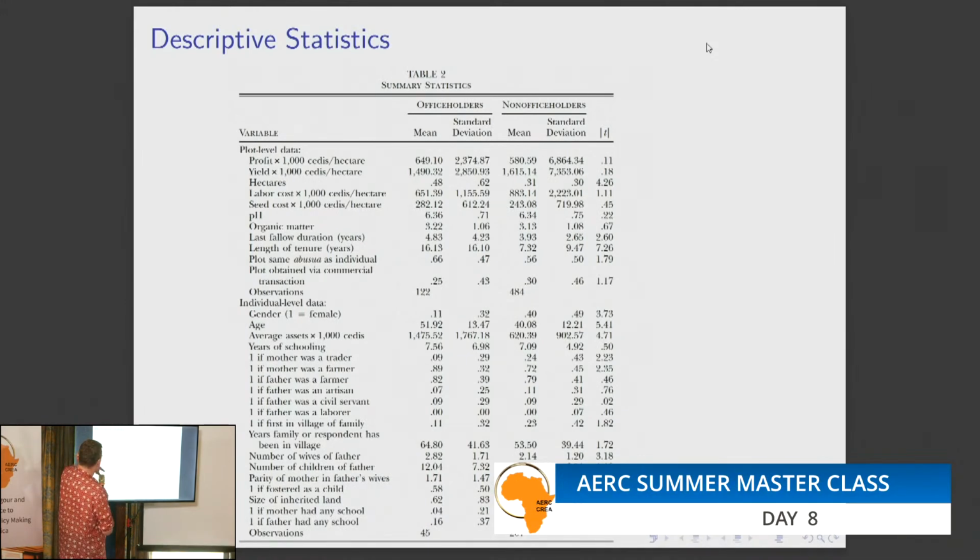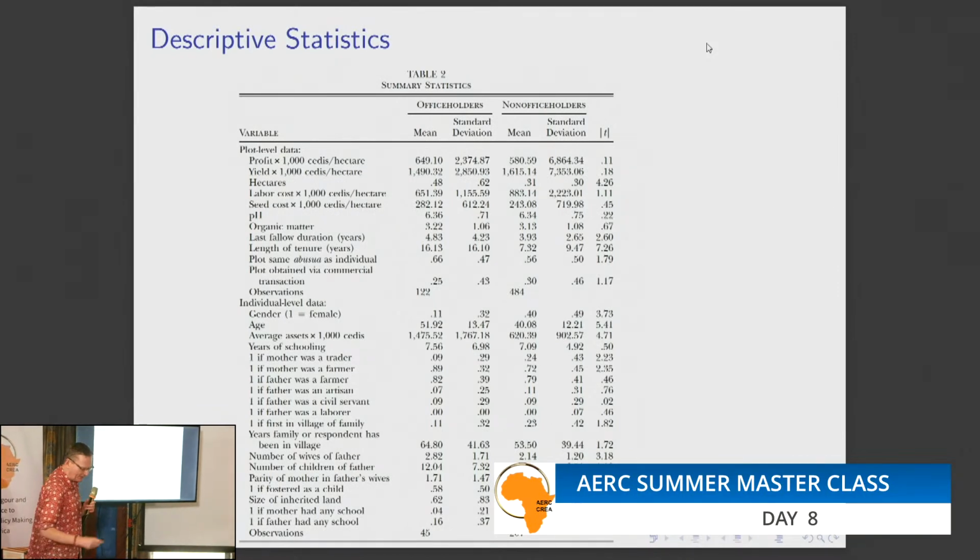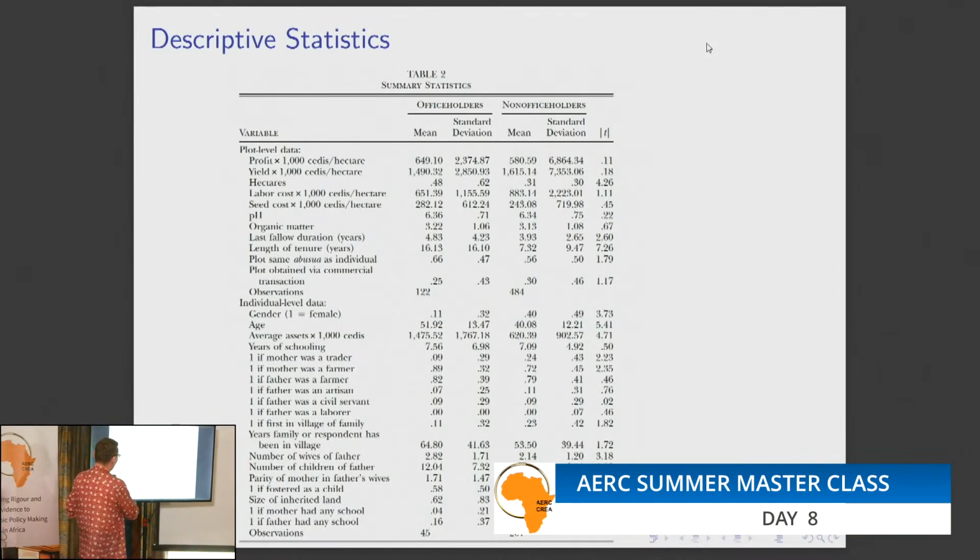But if I look at fallow duration, you can see office holders. The mean fallow duration of office holders is 4.8. The mean of non-office holders is 3.9. So office holders fallow on average 1 more year than non-office holders. Okay, so that's going to be the main story. You can also see length of tenure. Their length of tenure is over double the length of tenure of non-office holders.